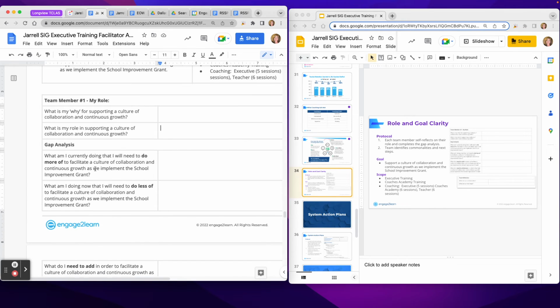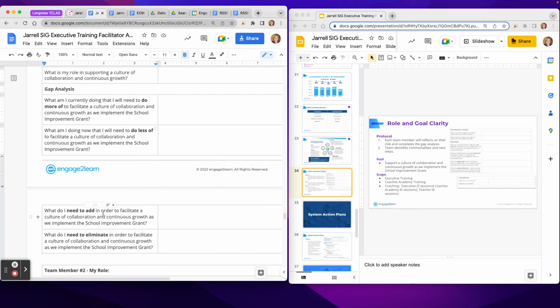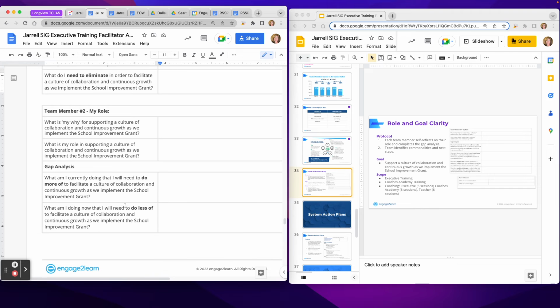And then they go into a gap analysis. What am I currently doing? What do I need to do more of? What do I need to do less of? What might I need to add to get to this? And what might I need to eliminate? So each person does that individually.